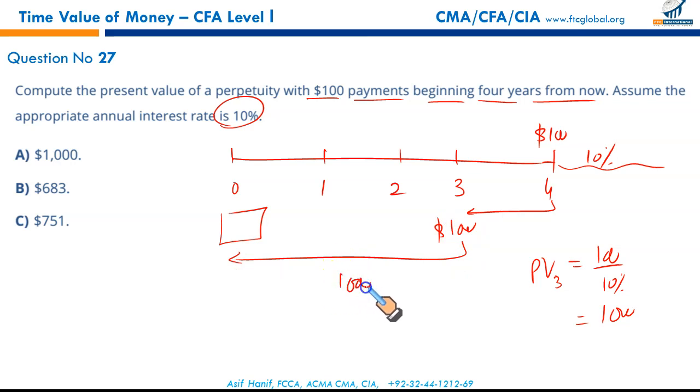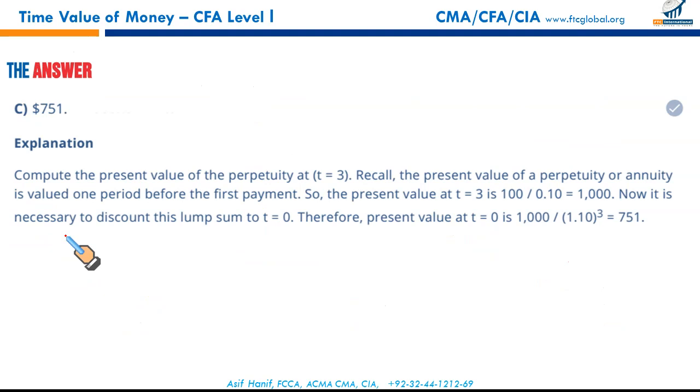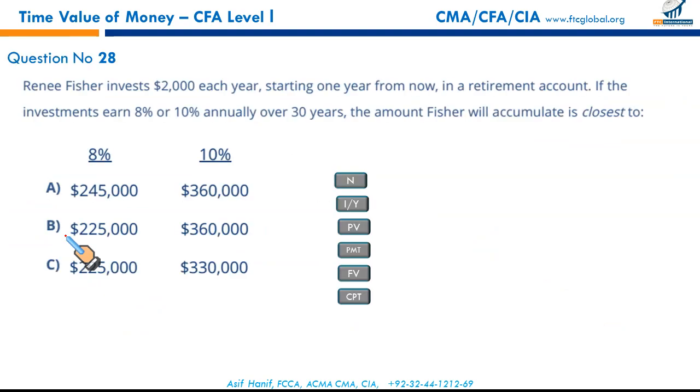What you will do, $1,000 divided by 1.1 raised to the power 3, because it has 3 periods to cover to come to year 0. So what did we do? $100 divided by 10% gave us the present value at the end of year 3. To bring this third year cash flow to year 0, we divided this $1,000 by 1.1 raised to the power 3. So 1,000 divided by 1.1 cube is 751.31. So that makes C the correct option. All right.